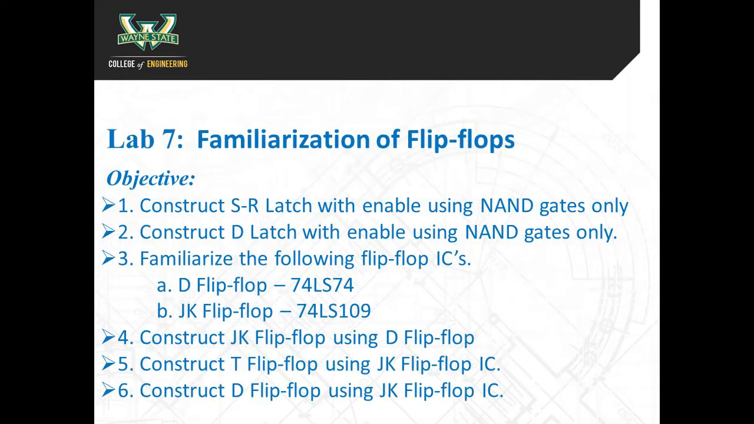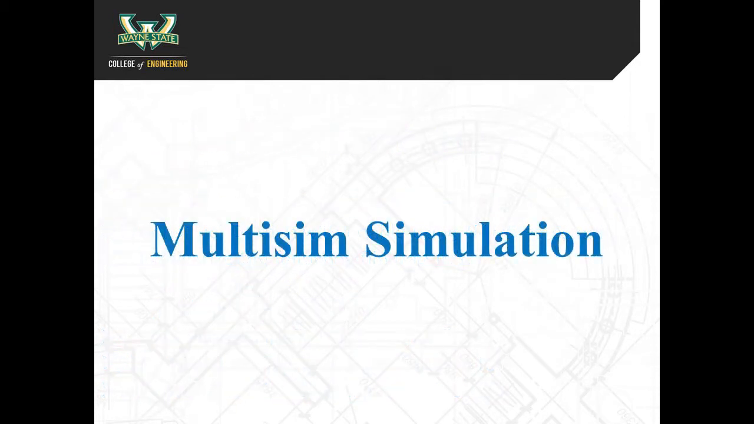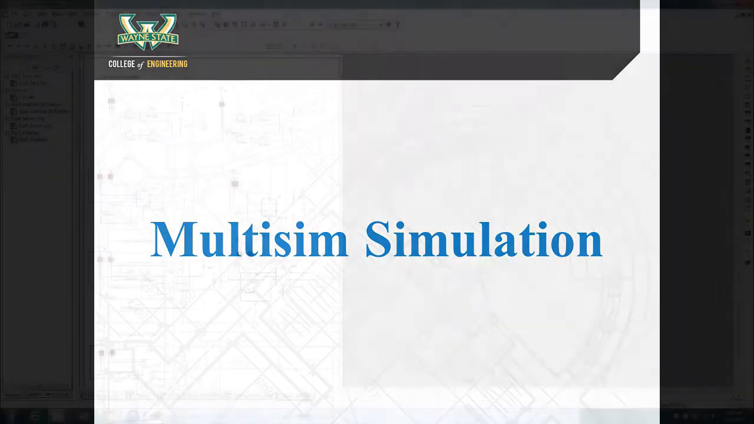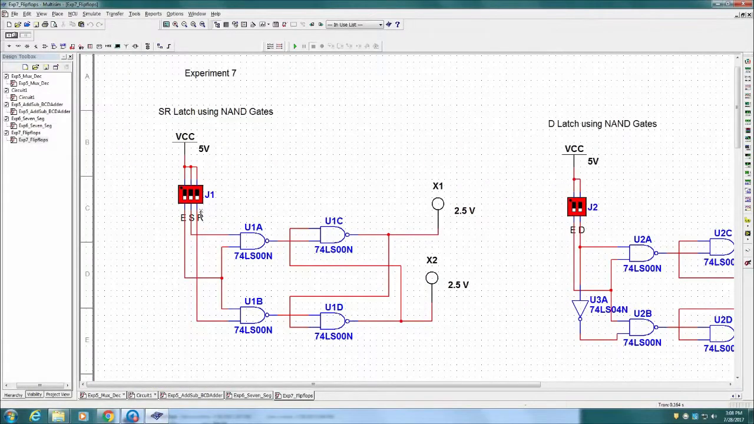In this experiment, we will familiarize ourselves with different latches and flip-flops. First, we will check the working of an SR flip-flop using NAND gates. There are three inputs: enable, E, set, S, reset, R, and two outputs, Q and the complement of Q. When the enable is 0, the outputs will remain the same.